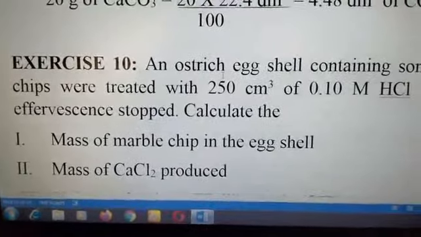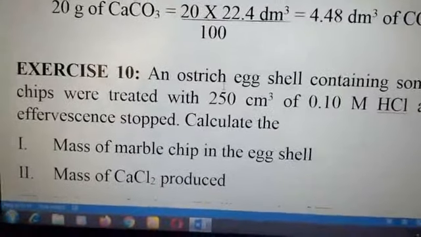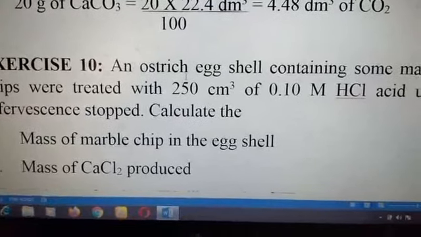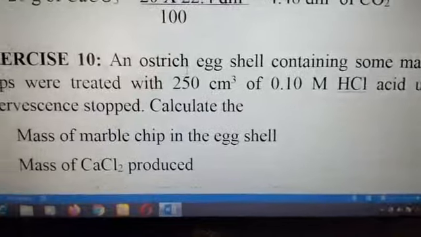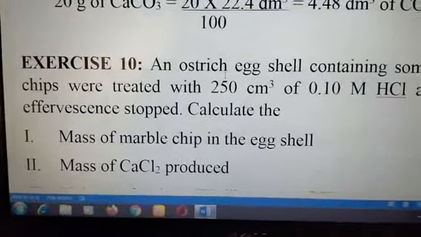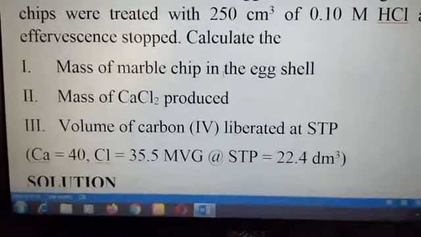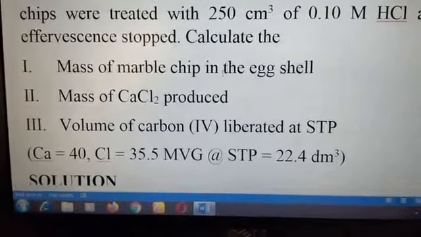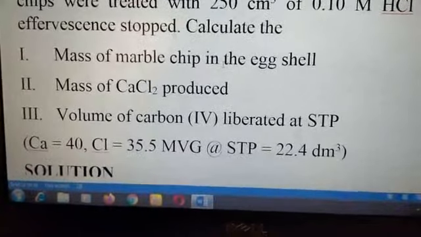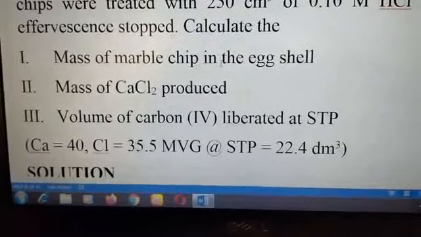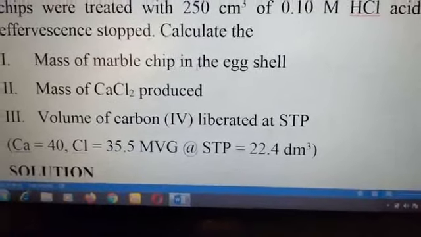Exercise 10 says an ostrich egg shell containing some marble chips was treated with 250 cm cube of 0.10 molar HCl solution until effervescence stopped. Calculate: 1. the mass of marble chip in the egg shell, 2. the mass of calcium chloride produced, 3. the volume of CO2 liberated at STP. And they gave you the atomic masses: calcium is 40, in brackets chlorine 35.5, and then the molar volume of gas at STP as 22.4 dm cube. That's the volume occupied by 1 mole of a gas at STP.